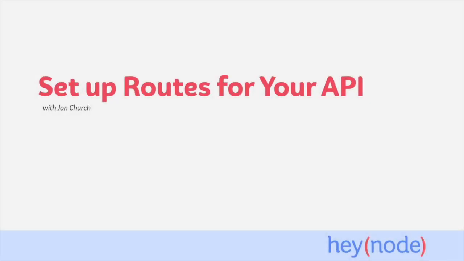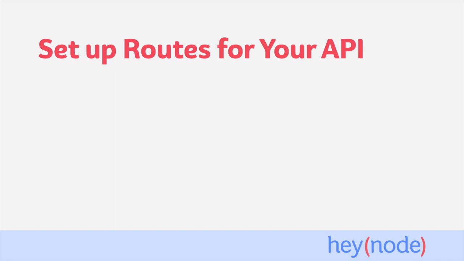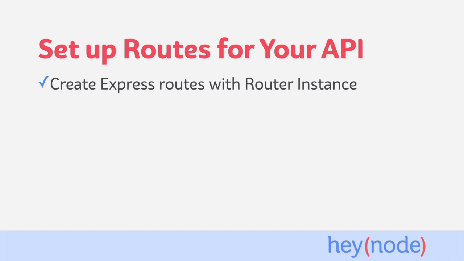Routes are how your API maps HTTP requests to the code that needs to be run. Express lets us set up our routes in a modular way using router instances to organize related routes and middleware into a single file. In this tutorial, we'll create modular Express routes for our API using a router instance.